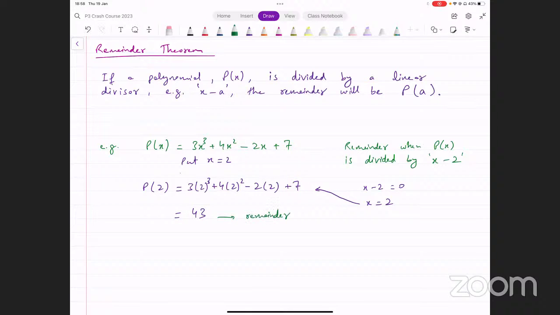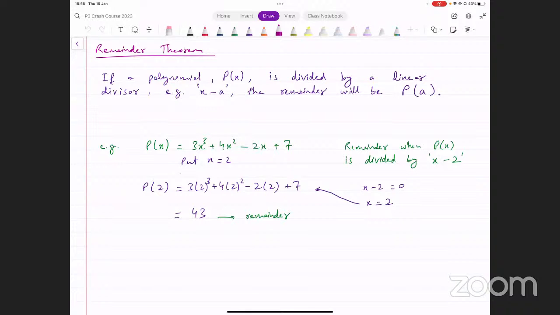So now you don't have to follow that whole long division process. You can actually just figure this out directly using this remainder theorem. And the condition is the divisor has to be linear. Okay, the divisor has to be linear. That's a condition.